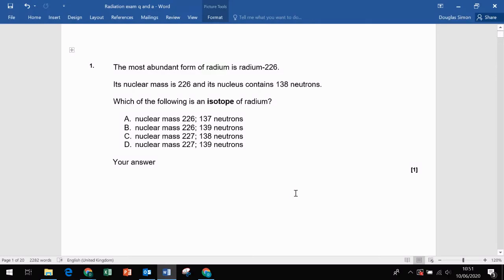Welcome to the radiation revision question walkthrough. So let's make a start.